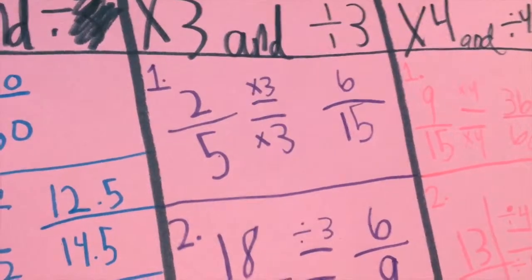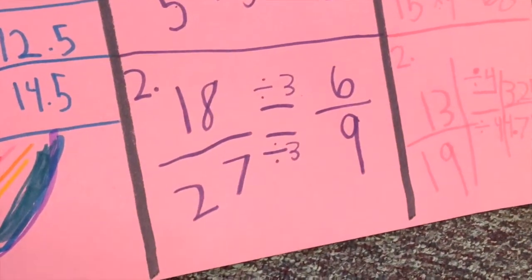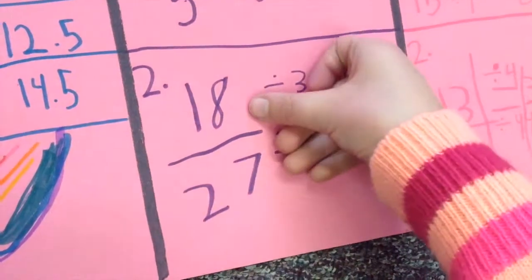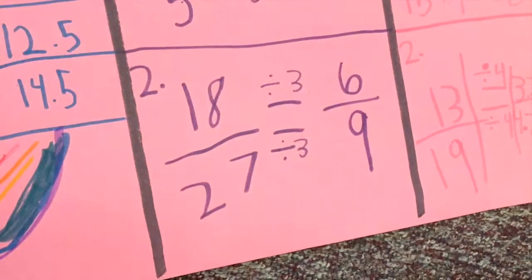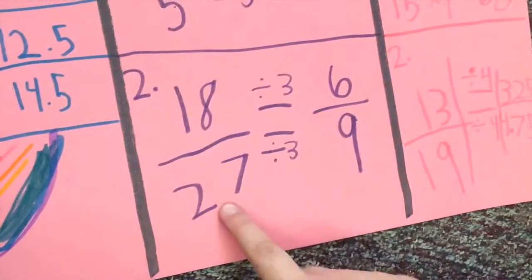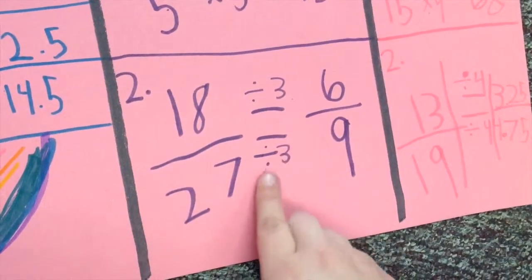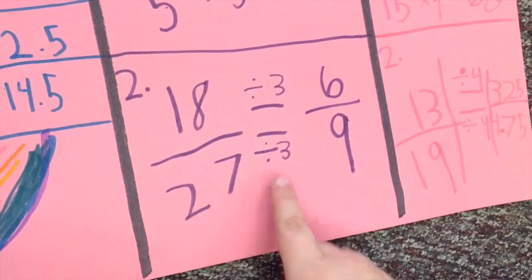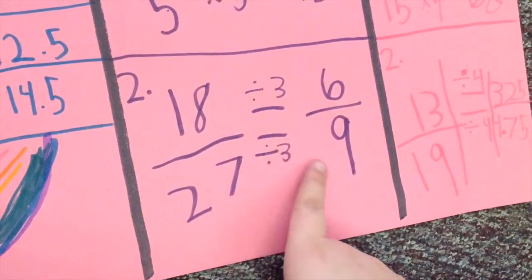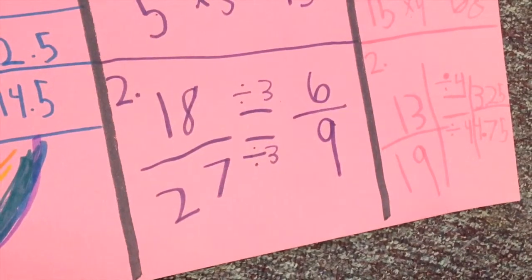6/15. Awesome. Now, I noticed that you also did one using division. Can you explain that to me? I picked 2 big numbers that I know can be divided by 3. So I picked 18, and I divided it by 3, and it equals 6. Then I did 27, because I know that can be divided by 3. So then I divided by 3, and it equals 9. So 18/27 is equal to? 6/9.